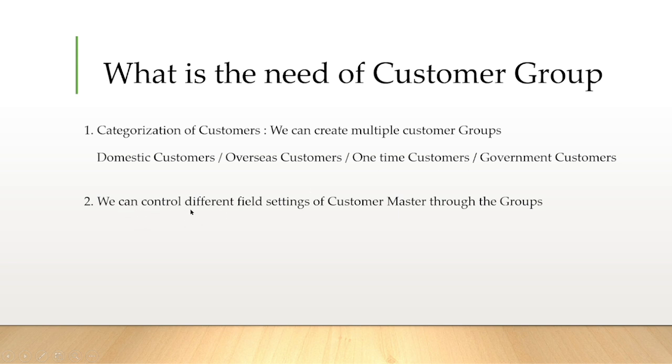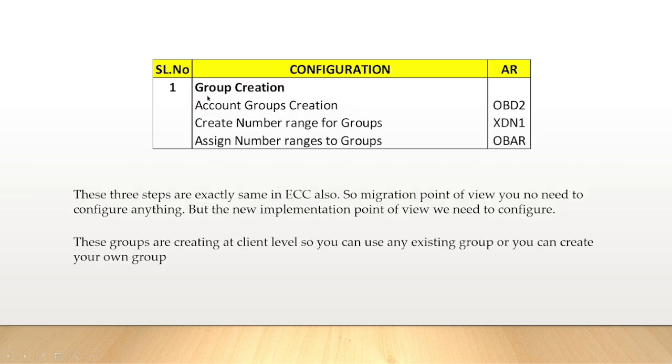Second one, we can control different field settings of the customer master through the groups. These are the three steps which we need to perform in customer group creation. First one is customer group creation. Transaction code is OBD2. Create number ranges for groups, transaction code is XDN1. Then assign number ranges to groups, transaction code is OBAR. These three steps are exactly the same in ECC also.